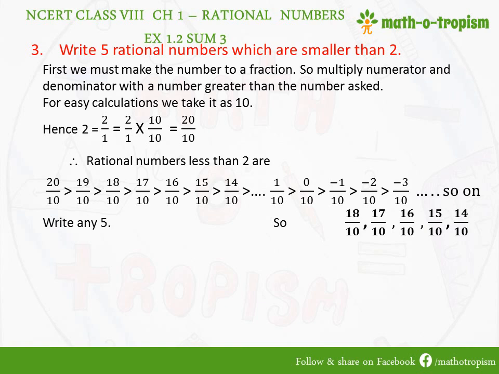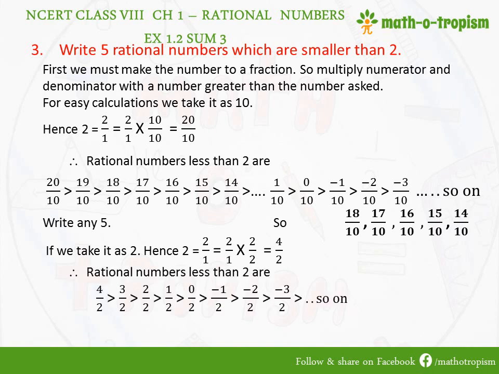Only when they have given rational numbers to be found between two numbers, we can take the multiplication number to be 1 greater than the number asked. So if we take for example 2, then 2 by 1 will become 2 by 1 into 2 by 2, which is equal to 4 by 2. Remember how we write on the number line, we will go on writing all the numbers. So 4 by 2, 3 by 2, 2 by 2, 1 by 2, 0 by 2, like that, and in the negative also: minus 1 by 2, minus 2 by 2, minus 3 by 2 and so on.